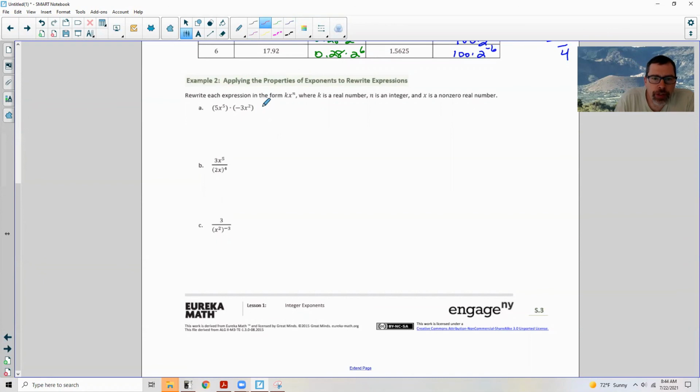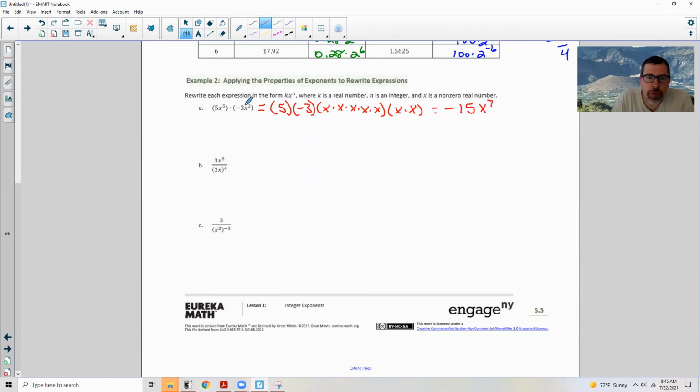Here's one way. You can rewrite this as 5 times negative 3 times x to the 5th times x squared. So 5, negative 3, x to the 5th, x squared. Well, positive times a negative is negative. 5 times 3 is 15. And now I have 5 x's and 2 more, so that's going to be x to the 7th.